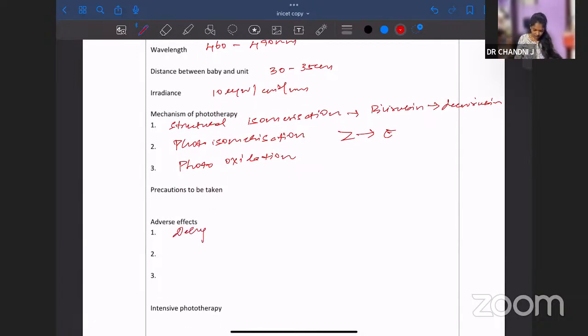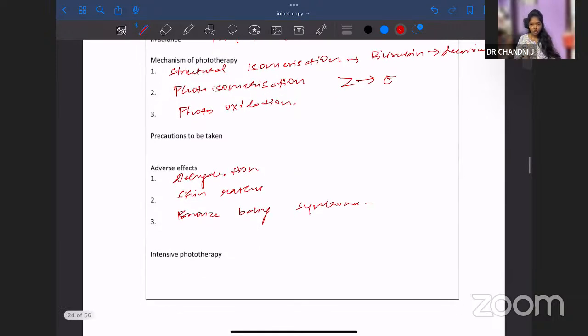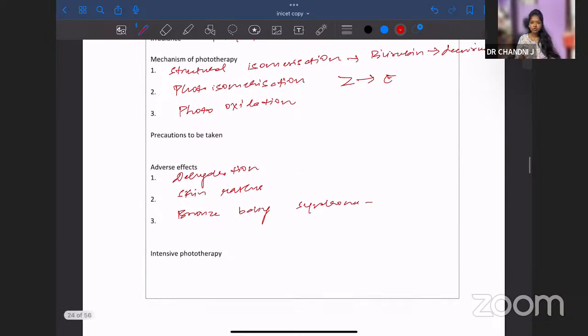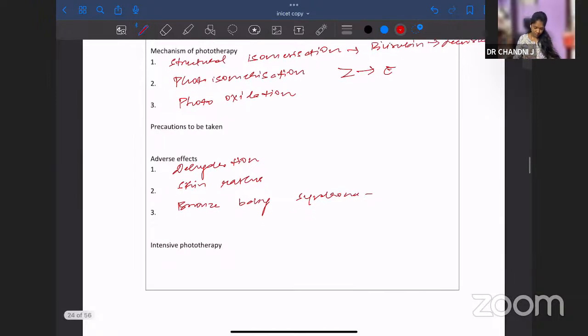What are the adverse effects? Chances of dehydration, skin rashes, and bronze baby syndrome. What is bronze baby syndrome? If you use phototherapy for conjugated hyperbilirubinemia, you will get bronze baby syndrome. So, you should use it only for unconjugated.